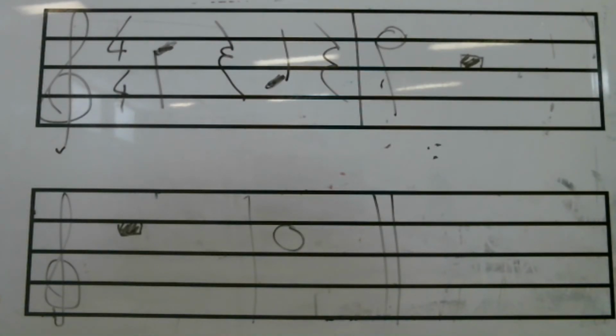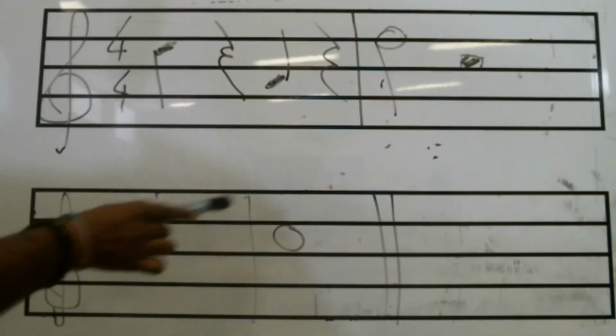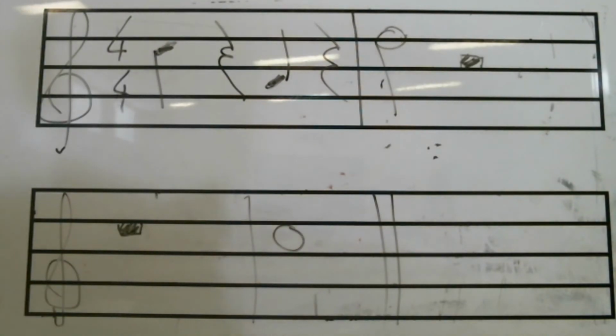Let me do it again. Rest, rest, 2, 3, 4. Now you can see that I went on from here straight to here. That's 2 beats plus 4 beats. That was 6 beats of silence then.